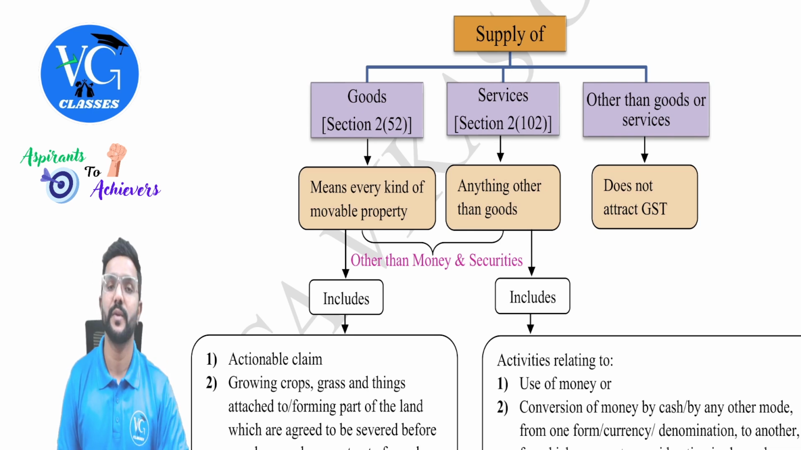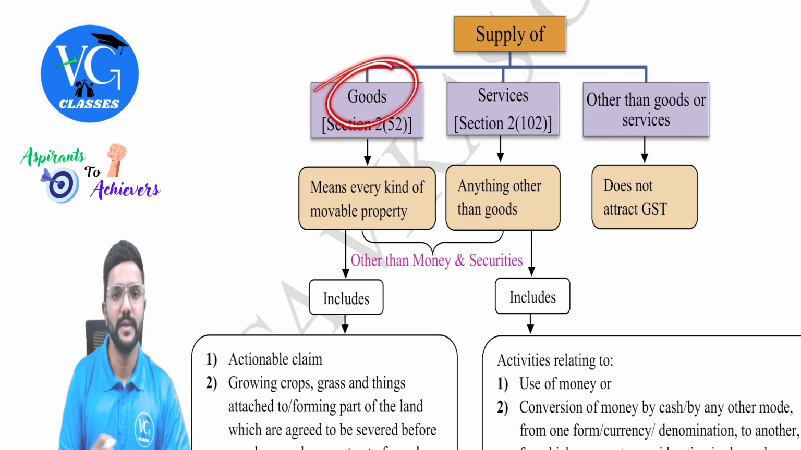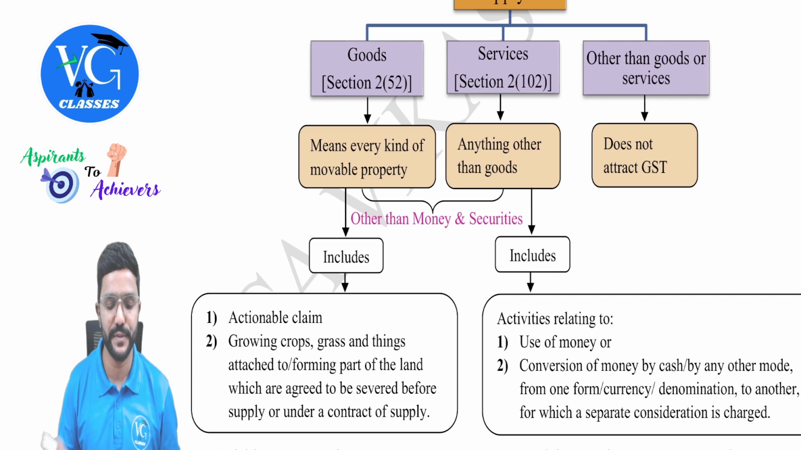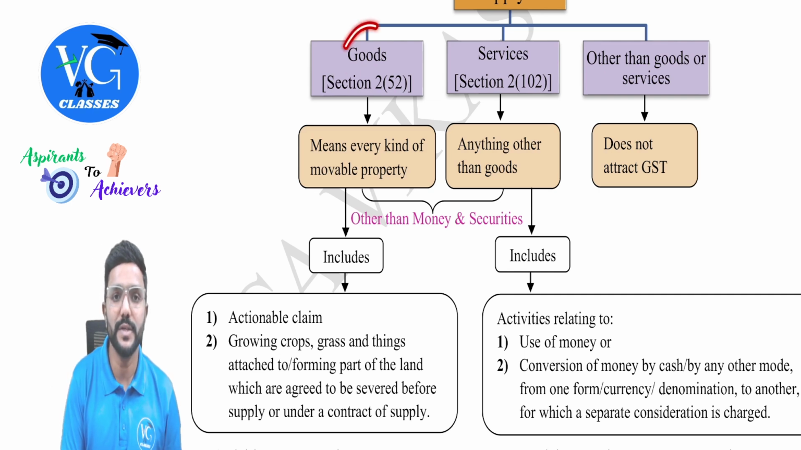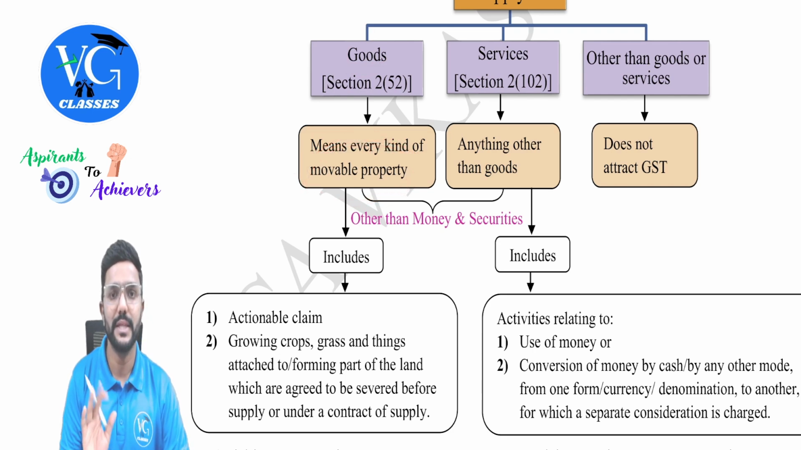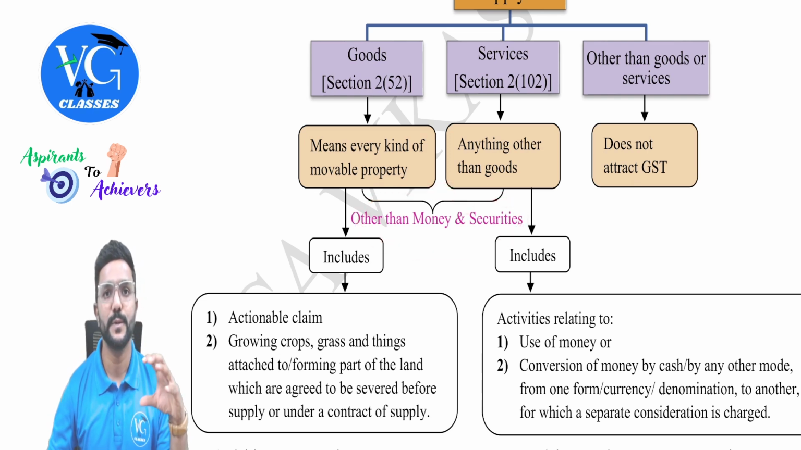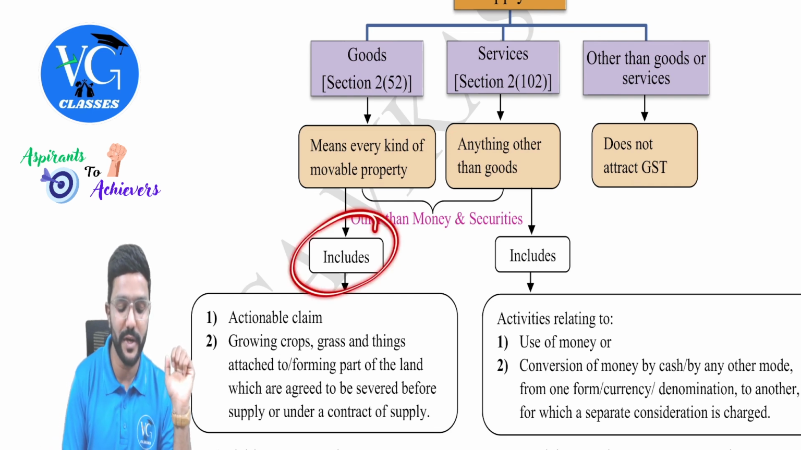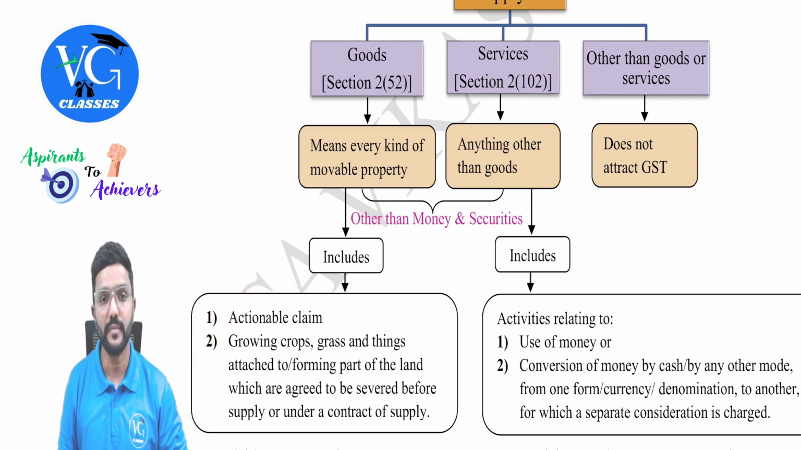First, let us learn goods. It is almost the same definition given in the Sale of Goods Act, guys. What is it? Goods means every kind of movable property. Movable. That means immovable is not covered under goods? No. Other than money and securities. So money and securities are not covered under the goods definition. But goods includes what and all? These two are goods, guys.